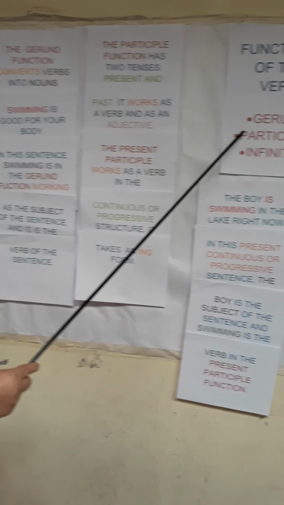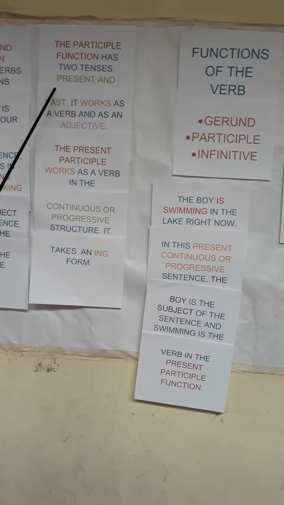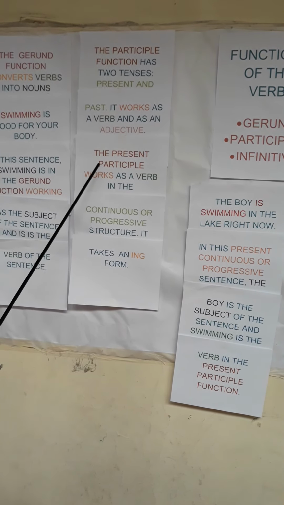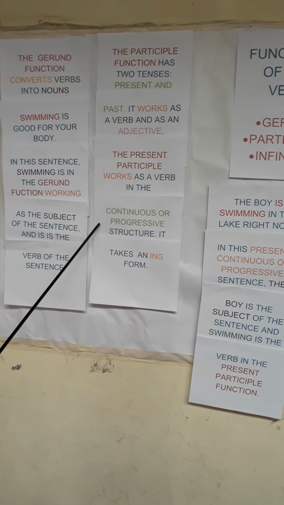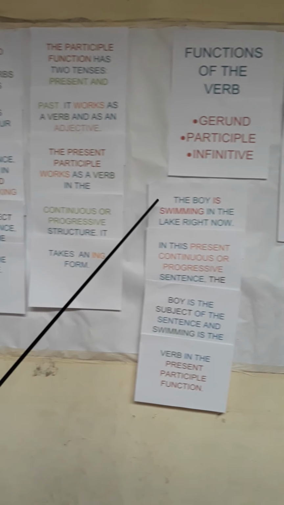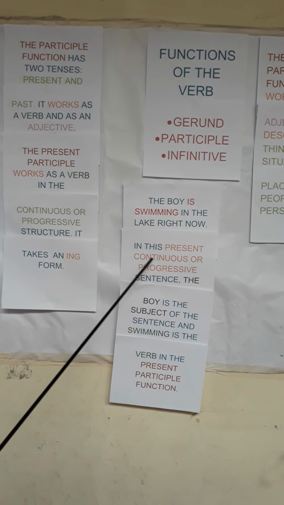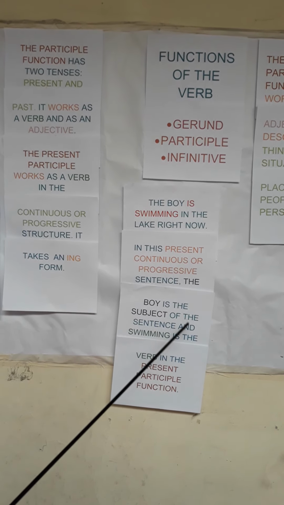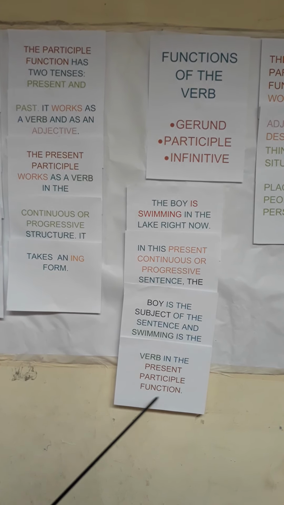The next function, which is the participle, has two tenses, present and past. It works as a verb and as an adjective. The present participle works as a verb in the continuous or progressive structure. It takes an ing form. For example, the boy is swimming in the lake right now. In this present continuous or progressive sentence, the boy is the subject of the sentence, and swimming is the verb in the present participle function.